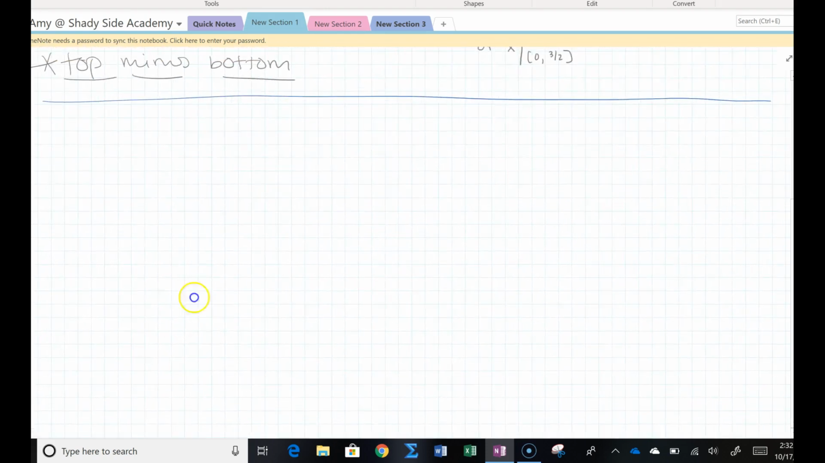Okay. This function here, let's call it f of x. f of x equals -1 over x. And I'm going to do this function here. I have a really good one.